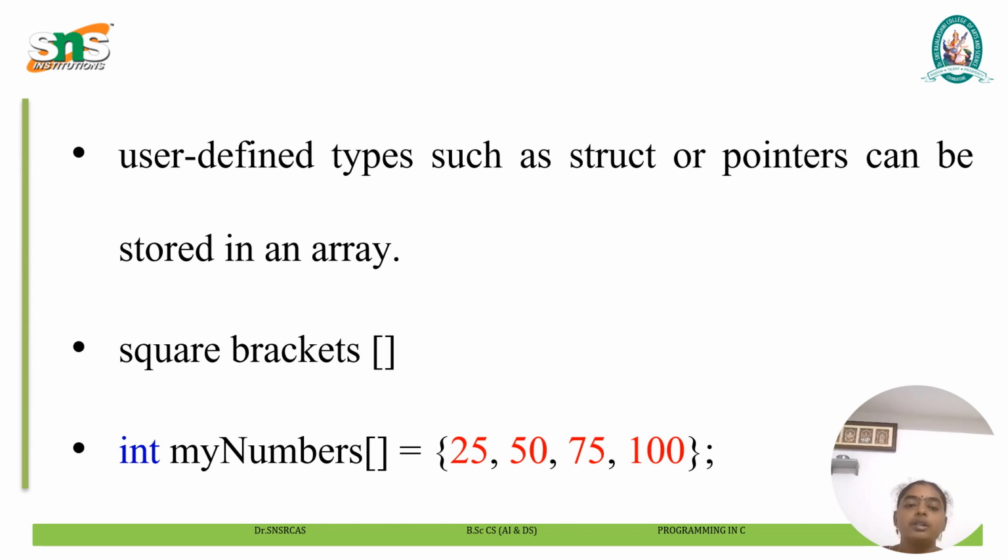For example, int my_numbers[] = followed by curly braces to initialize the values. The square bracket represents an index number, and each index number points to a value.